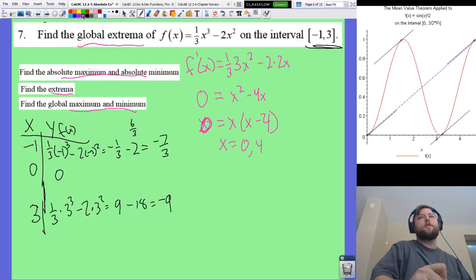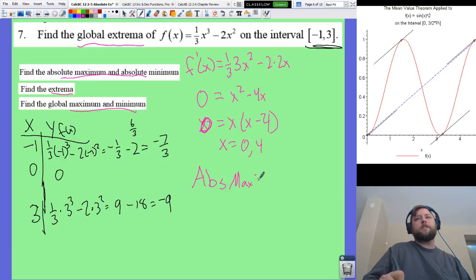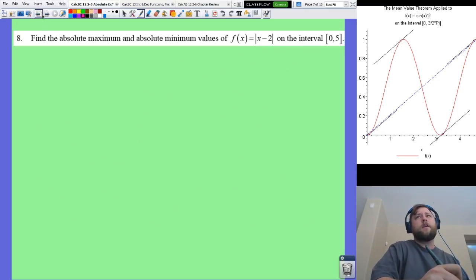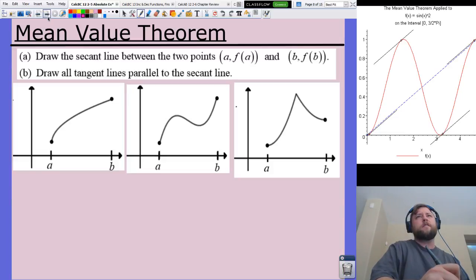So our absolute max, the biggest y value is 0, so it happens at 0, 0. And then the absolute minimum, well, -9 is smaller than this, so it happens at 3, -9. So those are my answers. If it says global extrema, it might ask for the points, so that's how I put it, or it might ask for the actual y values, so it'd be 0 and -9, for my global extrema, or absolute min and max. I can do another example, but we'll save that for class.